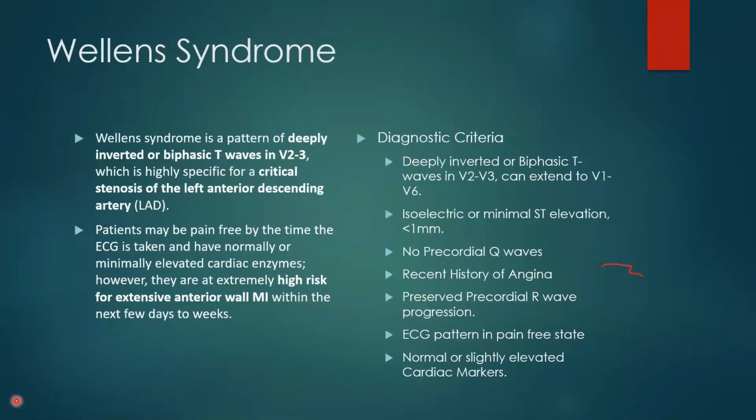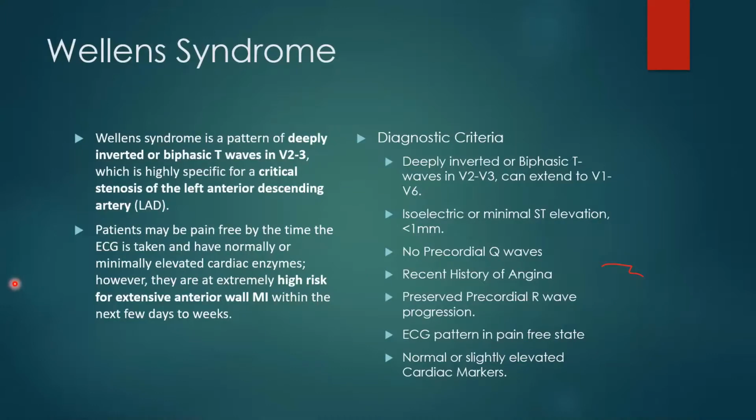So we're gonna move on. I think this is the last one. I think I put in here. There might be one other one, but Wellen syndrome. Wellen syndrome is actually a pattern of deeply inverted or biphasic T waves in V2 and 3. It's highly specific for critical stenosis of the LAD.